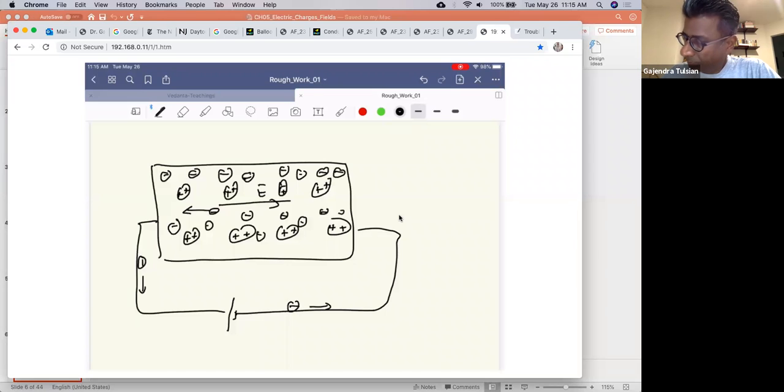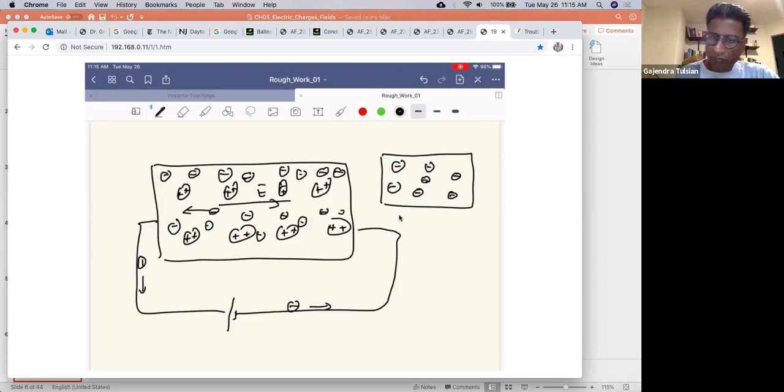So let me do a cleaner picture. For a metal, now I want to draw the positive ions. You have a bunch of free charges moving around in the metal, in a background of positive charges. And so metal has free charges, and that's why they have conductive properties.